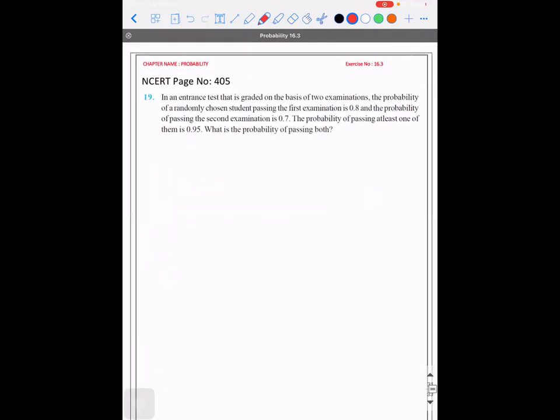Next. In an entrance test that is graded on the basis of 2 examinations, the probability of a randomly chosen student passing the first examination is 0.8. And the probability of passing the second examination is 0.7. Probability of passing at least one of them, that means F or S, is 0.95. What is the probability of passing both? F intersection S is equal to what?